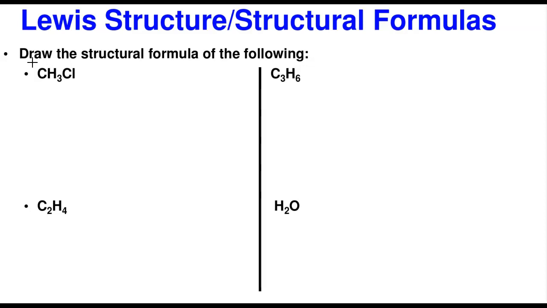So let's do that. What I'm going to do here is put my carbon here, and then I'm going to surround it. This carbon is always at the center. This is what we just have here. Carbon has 3 hydrogens and then is connected to chlorine.